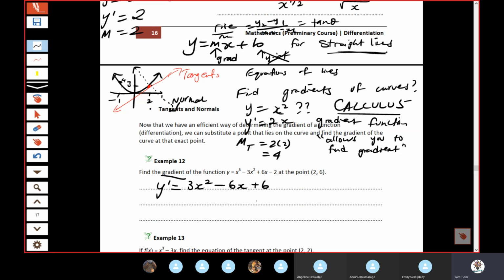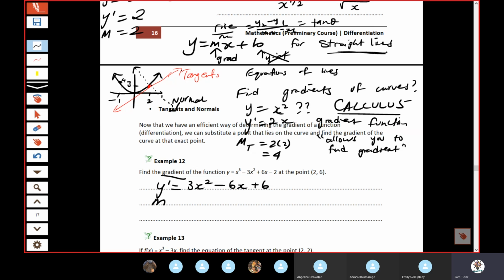All right, so y dash is 3x squared minus 6x plus 6. And that is my gradient function. It allows me to find the gradient. It isn't the gradient. To find the gradient, it's telling you it's specifically at the point (2, 6). So we write m, instead of y dash. I like to write the letter m because m stands for gradient.